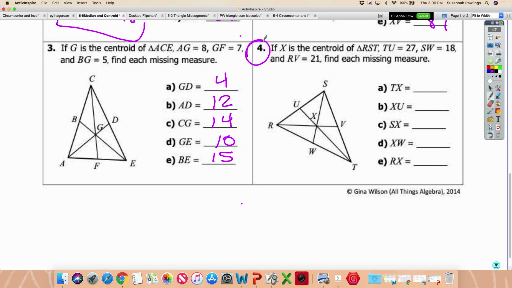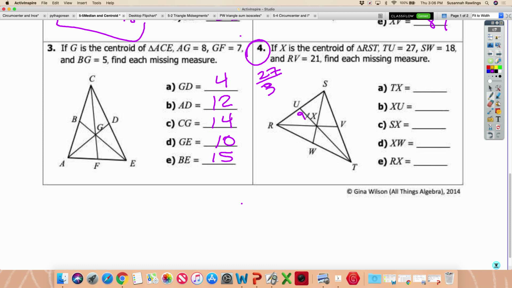I'm going to go ahead and list in what I have. So TU is 27. Let's just go ahead and start because I don't want to have to mark that. It's hard to mark. So TU, is that a piece of my segment or is that the whole median? That's the whole median. So the easiest way to find the little pieces is to start with the 1/3. How do I find 1/3 of a segment? 9. I divide it by 3. So if TU is 27, what is 27 divided by 3? 9. That goes with my smaller piece that is the 1/3.